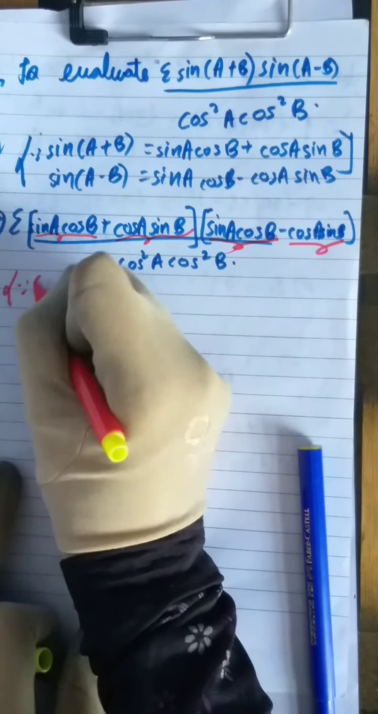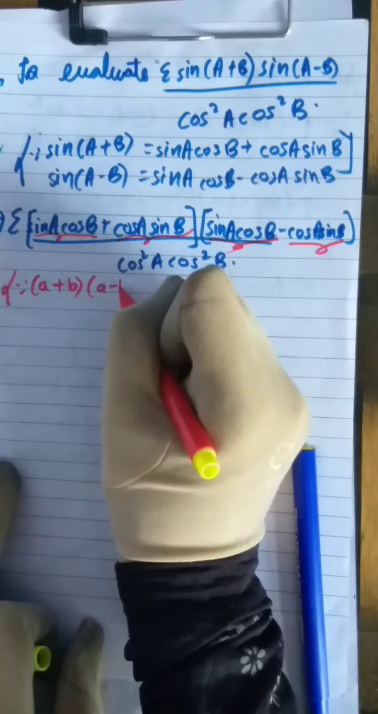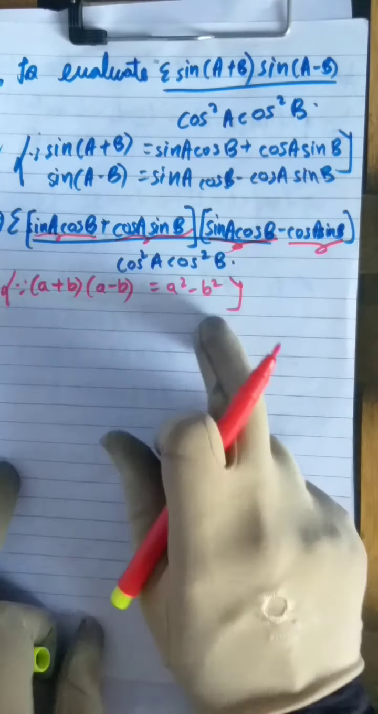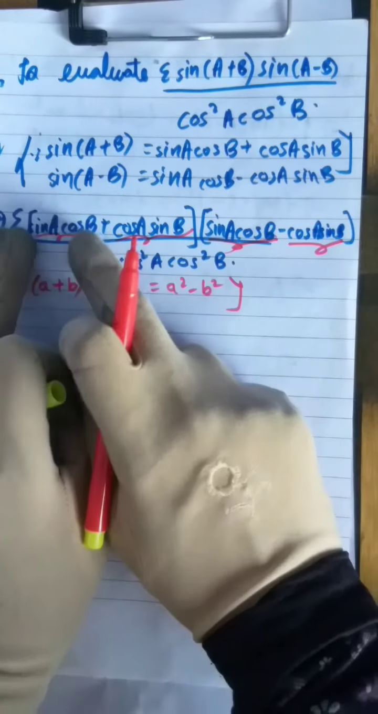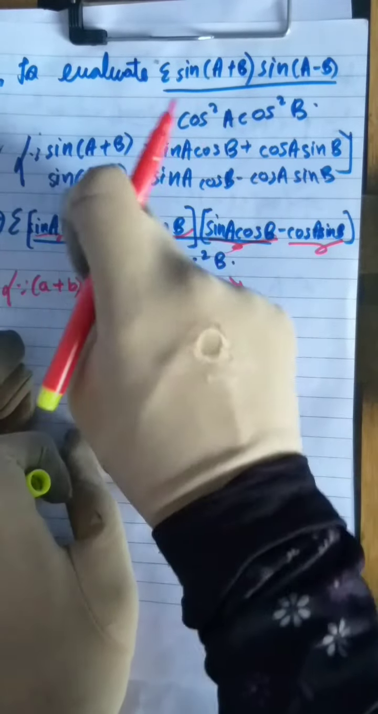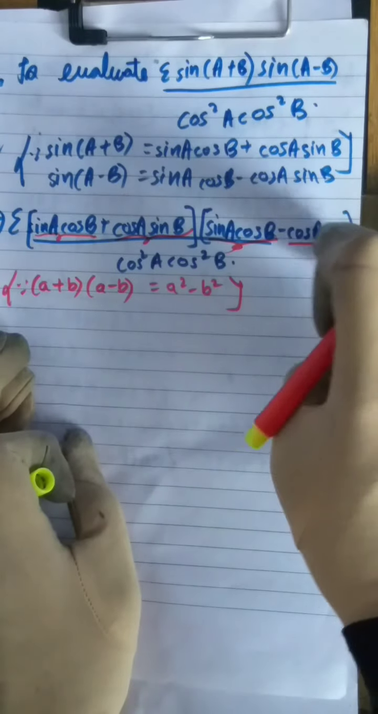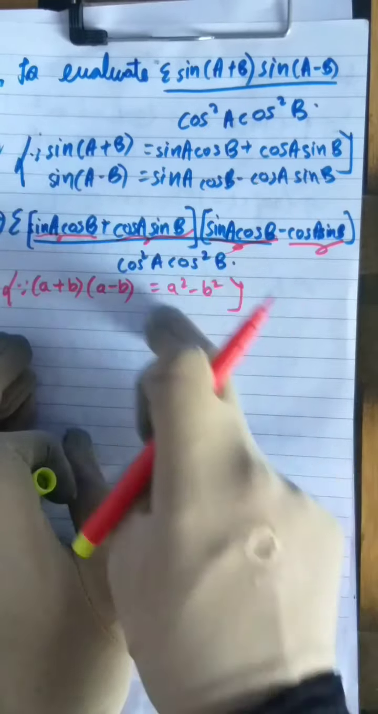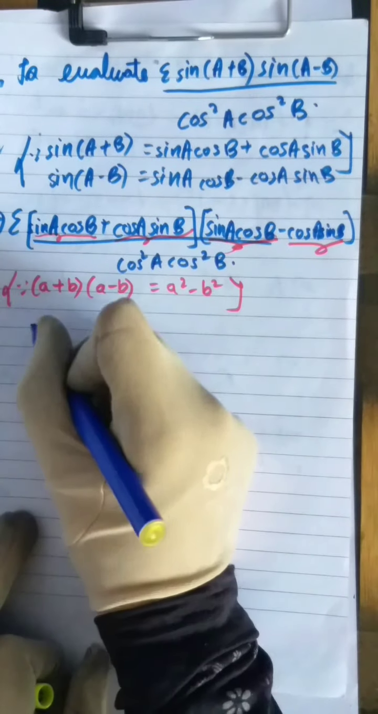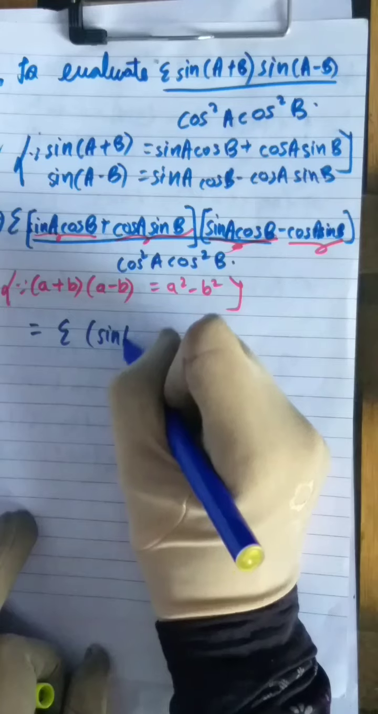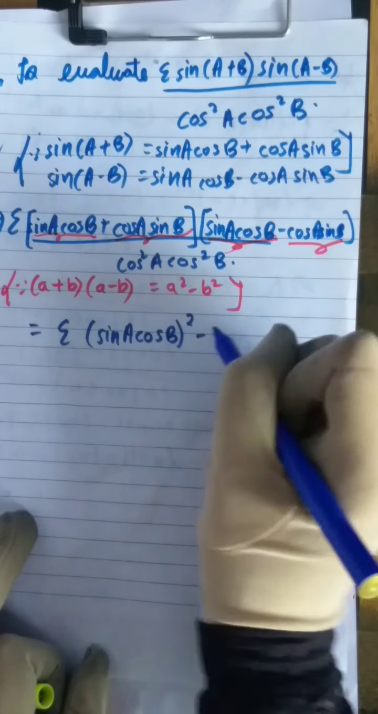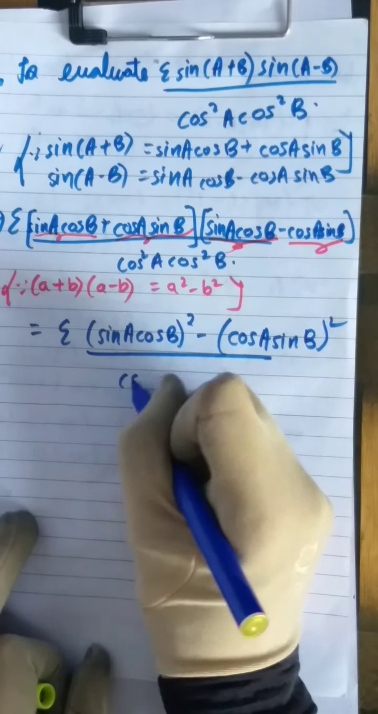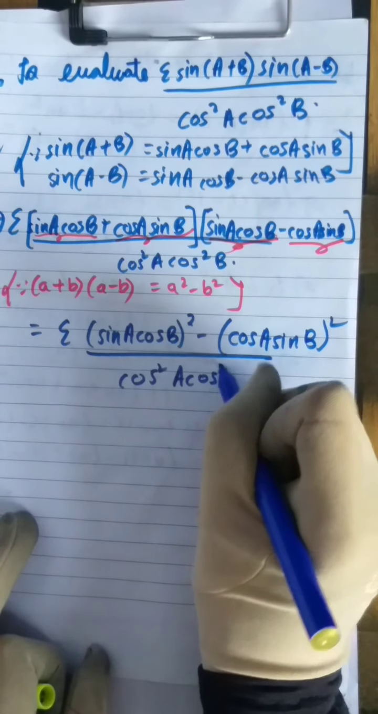We know (a+b) into (a−b), the algebraic formula, is a square minus b square, and here we have assumed a is sin A cos B and b is cos A sin B. So (a+b) into (a−b) is a square minus b square. So this we have to write in the form of a square minus b square. That is nothing but sigma, a square is (sin A cos B) whole square, minus b square is (cos A sin B) whole square, by cos square A into cos square B.